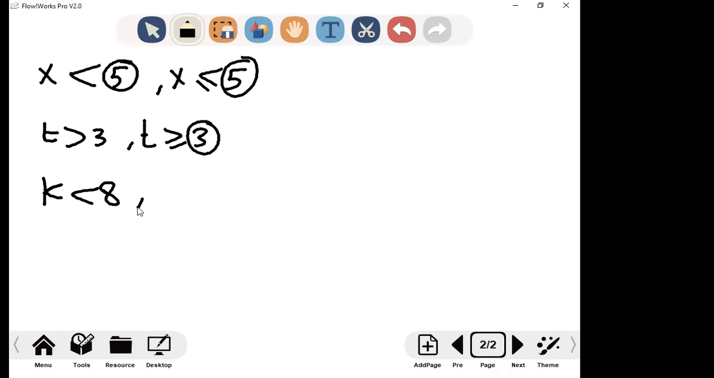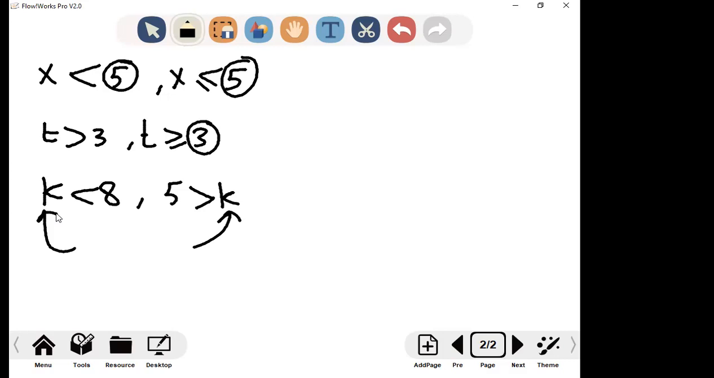How do we read k less than 5 also? From the variable. So to read inequalities, always follow the variable. If it's on the left, you start from left. If it's on the right, you read it from right. So here I say k less than 5. Don't say 5 more than k. Got it?